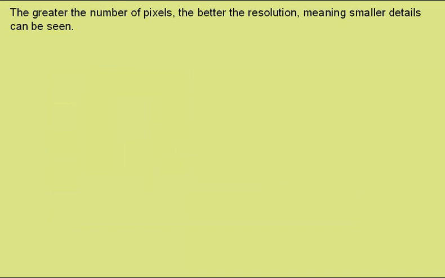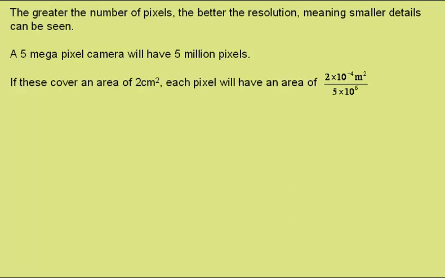The greater the number of pixels a camera has, the better its resolution, meaning smaller details can be seen. A 5 megapixel camera will have 5 million pixels. If these cover an area on the CCD of 2 square centimeters, each pixel will have an area of 2 square centimeters, which is 2 times 10 to the minus 4 square meters, over 5 million for the 5 million pixels, giving each an area of just 4 times 10 to the minus 11 square meters.